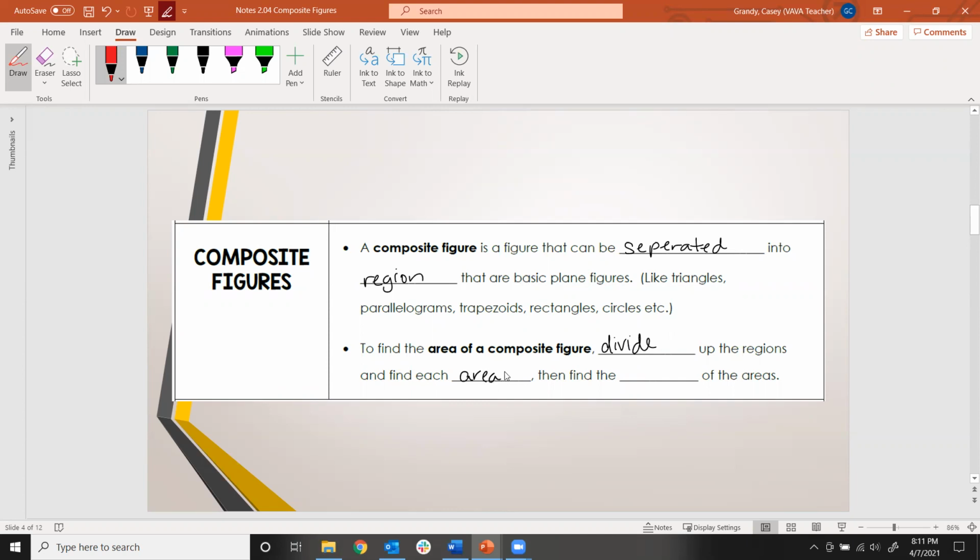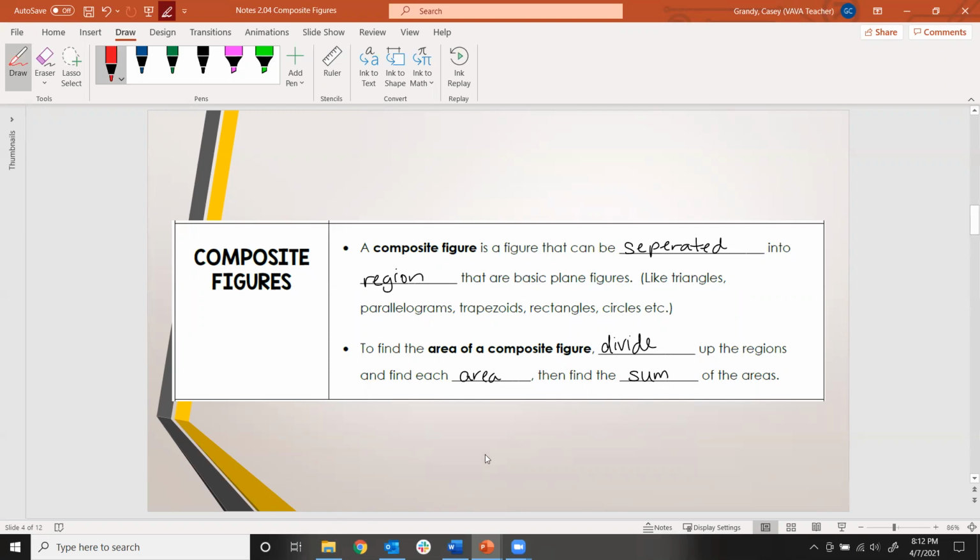Okay. So if I saw a triangle and a half of a circle in my shape, I would find the area of that triangle and the area of that half a circle, and then I would add that together, or I would find the sum of the areas.